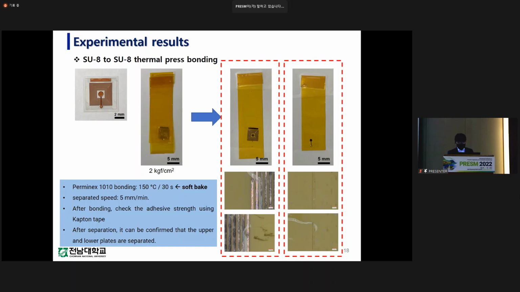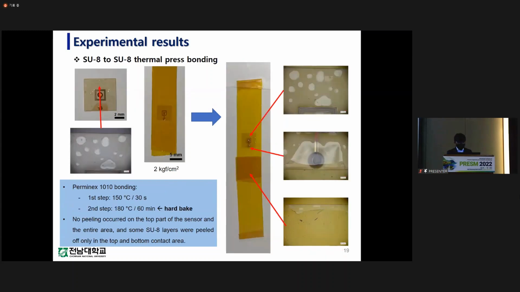When only the soft bake was performed, the top and bottom plates were easily separated due to the adhesive strength of the tape. Second, in the sample that was completed through hard baking, it was confirmed that only a little part was separated, only in the contact point area.